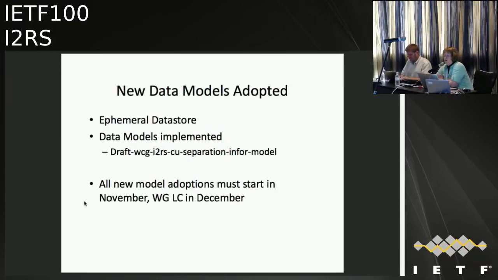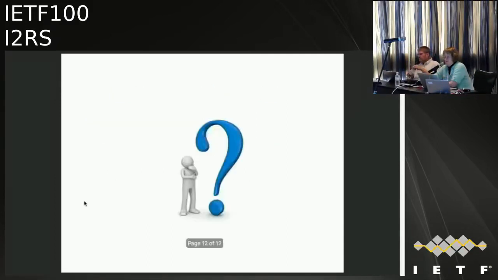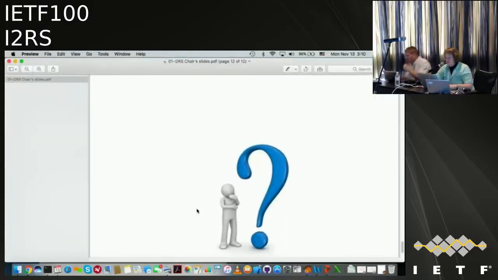So there are two models that we're going to discuss here. One is an ephemeral data store, and one is a CU separation with an info model that a couple service providers, one is implemented, two are working on. And I'm just going to say this one more time. Anything we adopt now must be ready to roll and discuss shortly so that we can start adoptions and working group last calls within a month. Okay, so that's the chair slides.